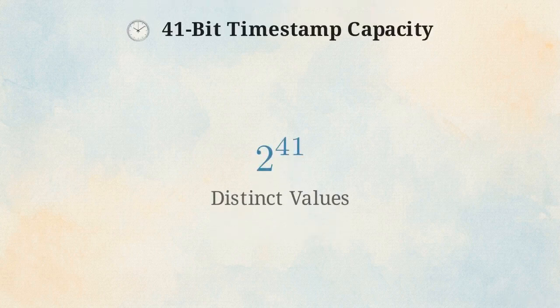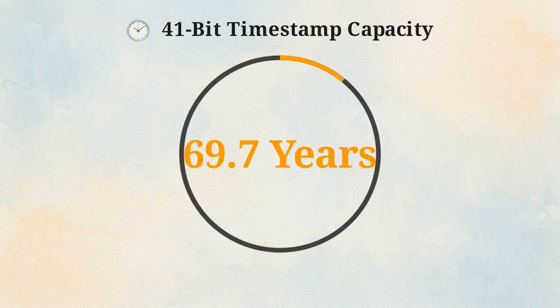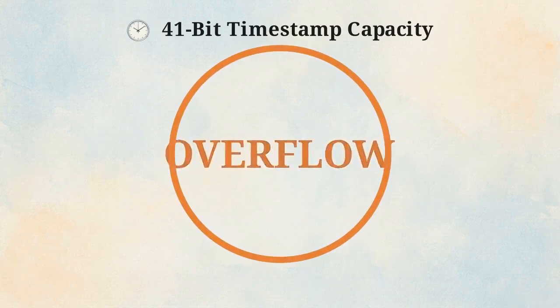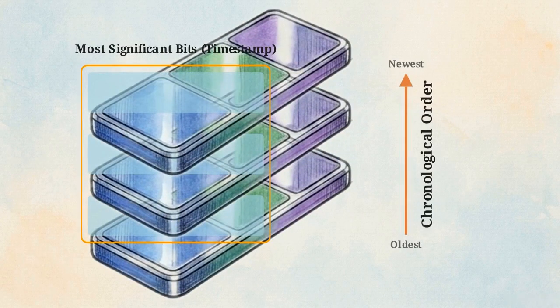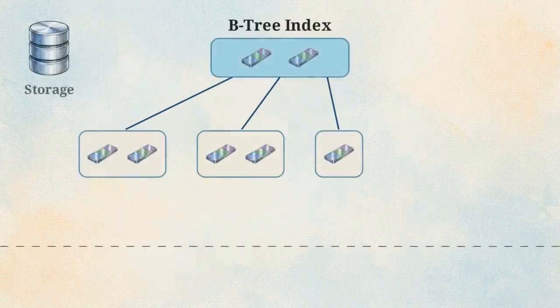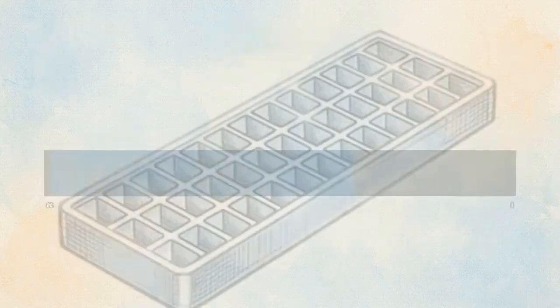Mathematically, a 41-bit allocation holds 2 to the power of 41 values. At millisecond precision, this provides exactly 69.7 years of usable lifespan before the timestamp integer overflows. By placing the timestamp in the most significant bits, the generated IDs naturally sort chronologically. When a database indexes these values, they append cleanly, bypassing the B-tree fragmentation caused by UUIDs.